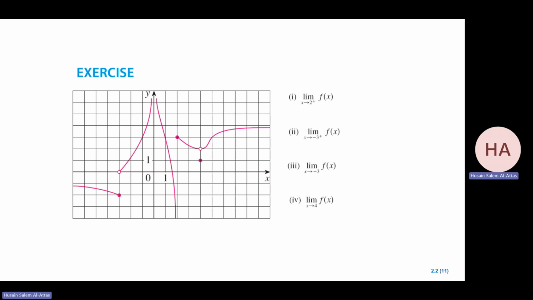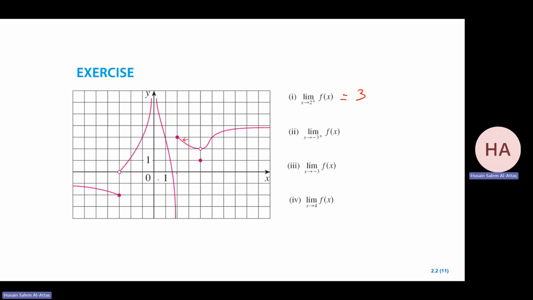Another one, x goes to 2 from right. This is 2 from right, so I'm going from this side. I am not here, this is from left. This is from right. So it will be what? 1, 2, 3. This is 3.